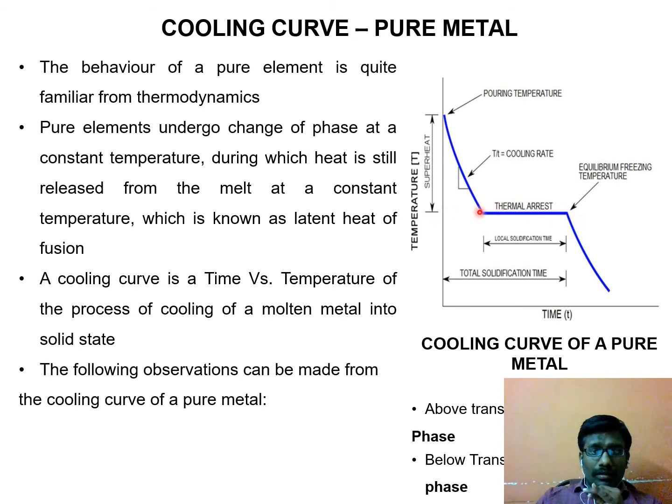So for a pure metal, it has a constant temperature. This we can call the pure metal cooling curve. Here it is entirely in liquid state, and here it is in solid state. At this temperature it converts from liquid to solid. At this temperature the heat is released from the melt at constant temperature. You can call it the latent heat of fusion.